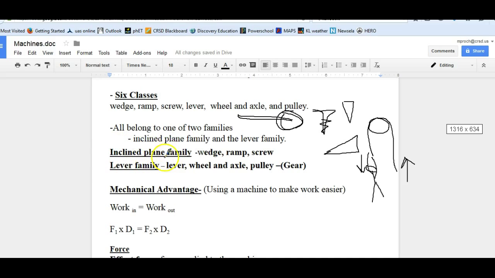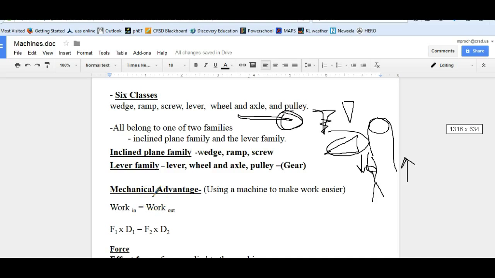Okay, and really there's 2 families. The inclined plane family, which is a wedge, a ramp, and a screw. They're all really just some form of this. And then the lever family is really just, you've done something else to a lever, taken it and made it into a wheel, and you've bent it into a circle, then ran a rope along it to make it a pulley.